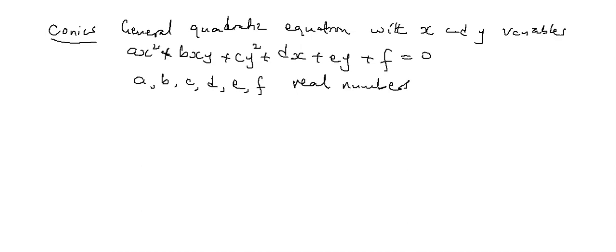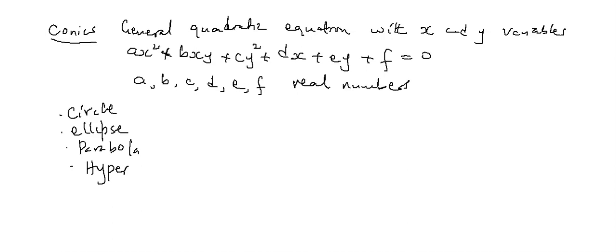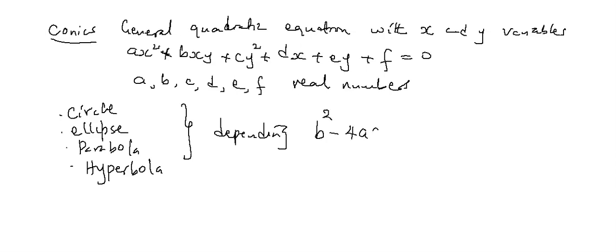Now, this quadratic equation will produce graphs of a circle, ellipse, parabola, and hyperbola, depending on the value of the discriminant b squared minus 4ac, which we are calling the discriminant.